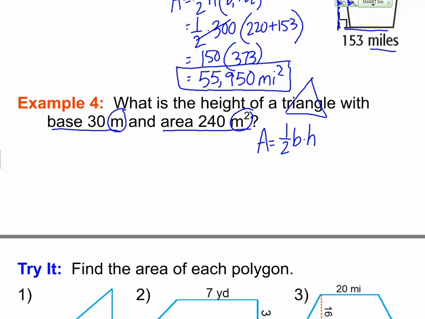And let's fill in everything we know. Well, this time we know the area is 240. 1/2 is a constant. We know the base is 30. What we don't know is the height. So let's simplify this a little bit. Half of 30 is 15. Okay, and we end up with a one-step equation.